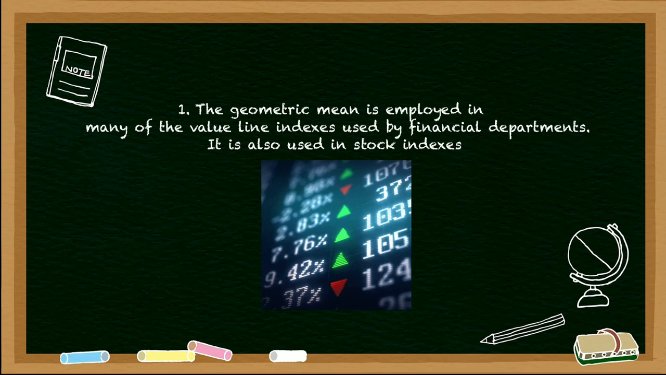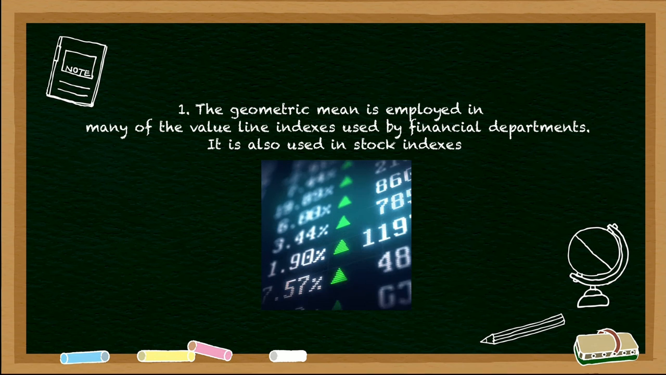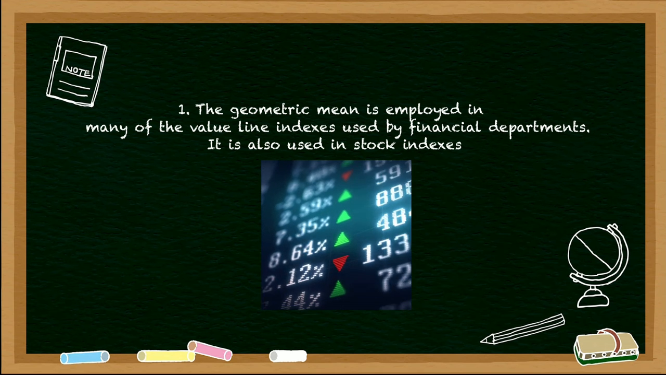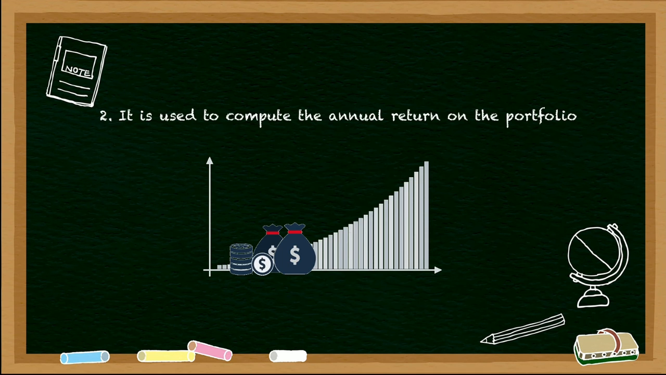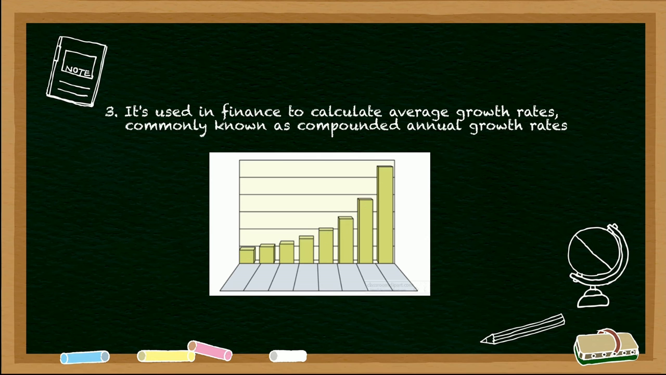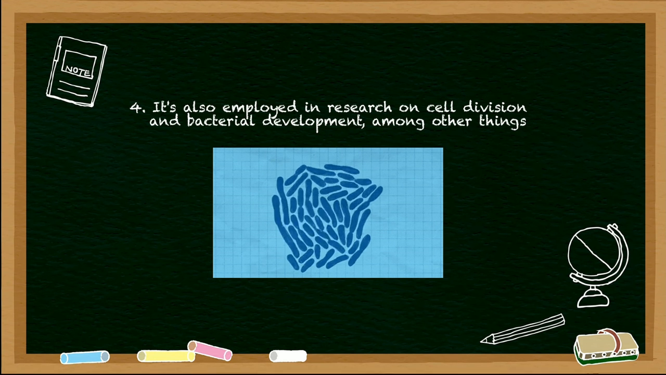Applications: the geometric mean is employed in many of the value line indexes used by financial departments. It is also used in stock indexes. It is used to compute the annual return on the portfolio. It is used in finance to calculate average growth rates, commonly known as compounded annual growth rates. It is employed in research on cell division and bacterial development, among other things.